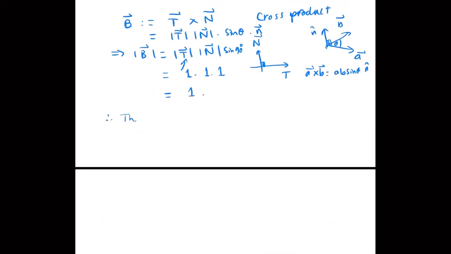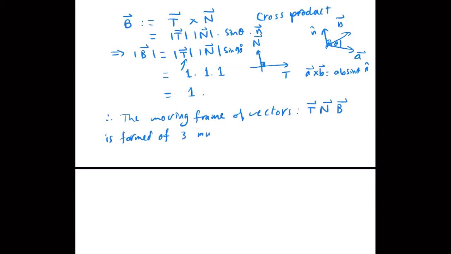Therefore, the moving frame of vectors T, N and B is formed of three mutually perpendicular, or orthogonal, unit vectors. Mutually orthogonal: every two of them are perpendicular or orthogonal. Unit vectors: every one of these T, N and B is a unit vector.